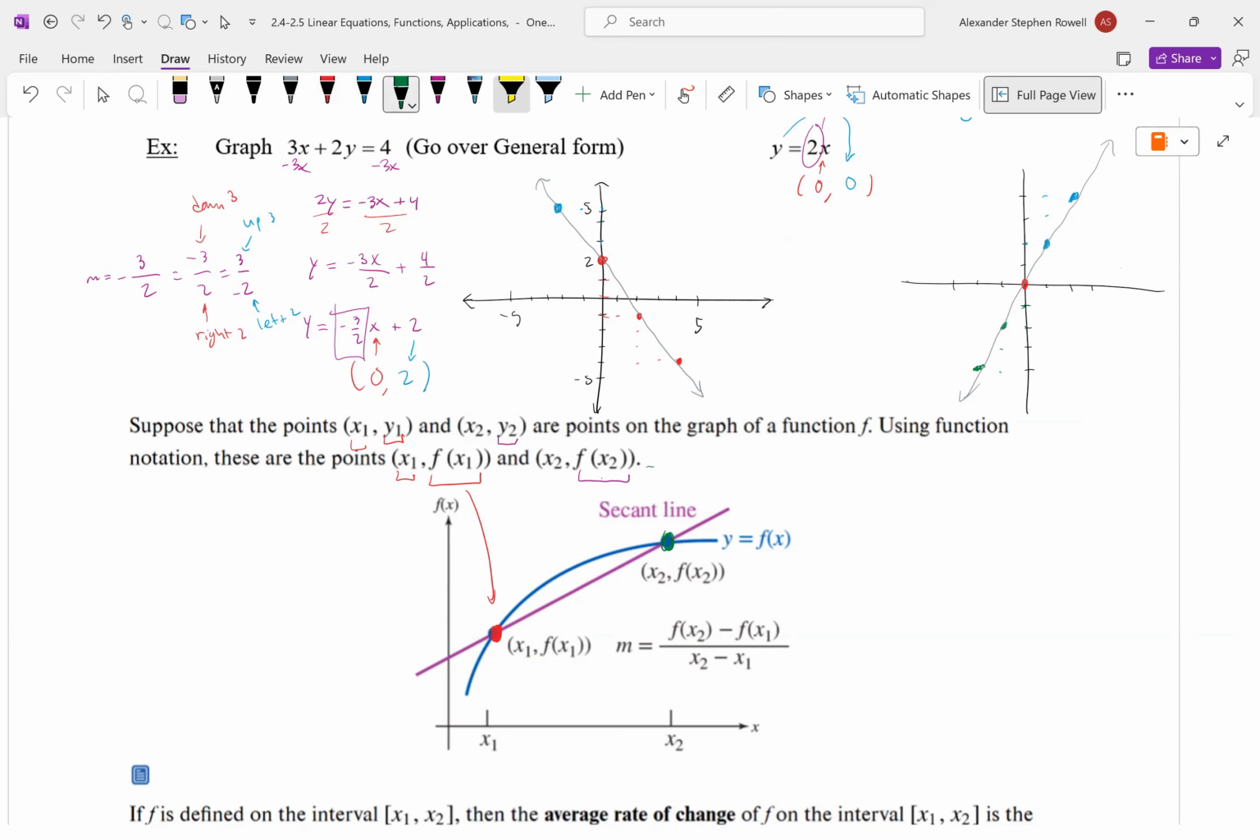And this is our second point, x2, f of x2. We might have a function that's curvy, the blue one. The rate of change would be change in y over change in x. It's the slope. And you might say, it's really steep over here. See that the blue line is really steep over here? And it's less steep over here. Does that make sense? But we'd like to know the average steepness.